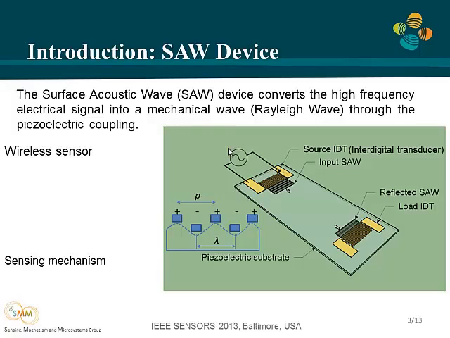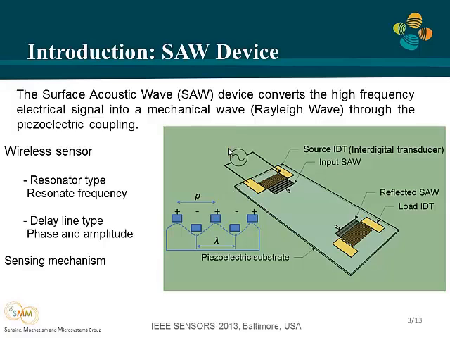Another important application is wireless sensors. In terms of wireless sensors, there are two major types. First is the resonator type, which measures the resonant frequency of the device. Another type is the delay line type, which measures the phase and amplitude change of the reflected SAW wave.